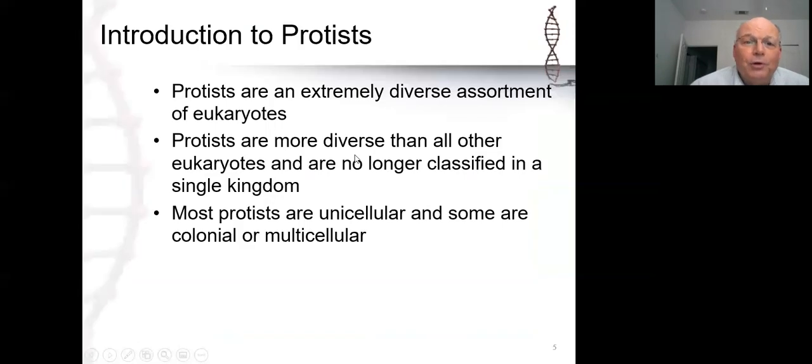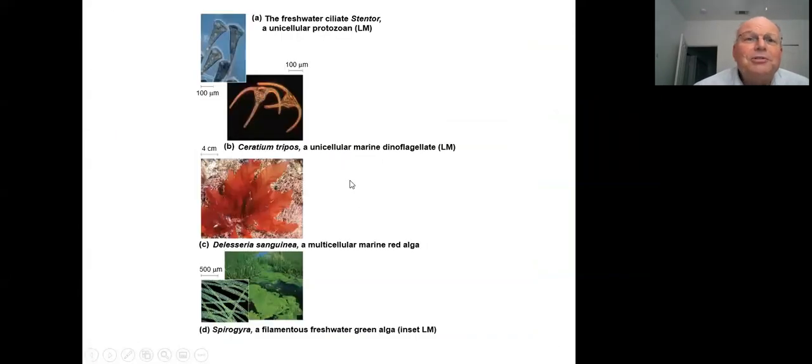So I've talked about this already in my introduction. Let me just show you some representatives. Some of these you may have seen. At least I hope you've seen Stentor or something like it. Stentor is a ciliate. It's a cousin of Paramecium and Vorticella, which you may have seen in Bio 1. Those are common ciliates that we have as part of the cell lab.